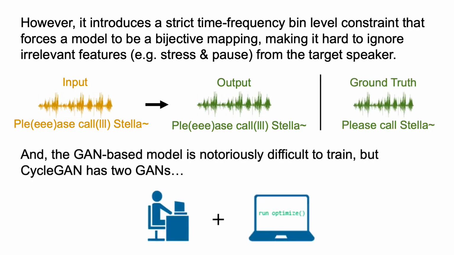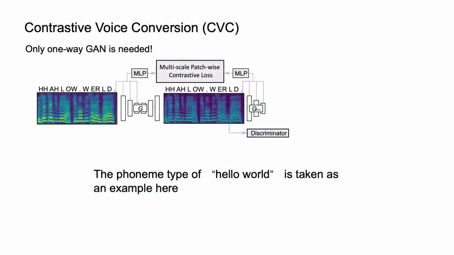Besides, the GAN-based model is notoriously difficult to train, but CycleGAN has 2 GANs, which makes the situation even worse. In our method, contrastive voice conversion, CVC, only 1 GAN is needed thanks to the contrastive-based method.